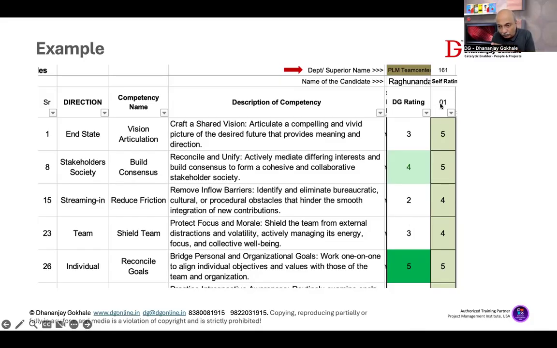And if you see this column, 5, 5, 4, 4, 5, it is the rating given by Raghu to himself. Now you see the direction, end state. This is what we are discussing, vision articulation.